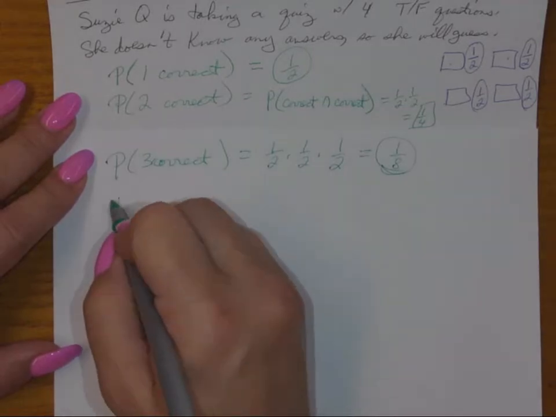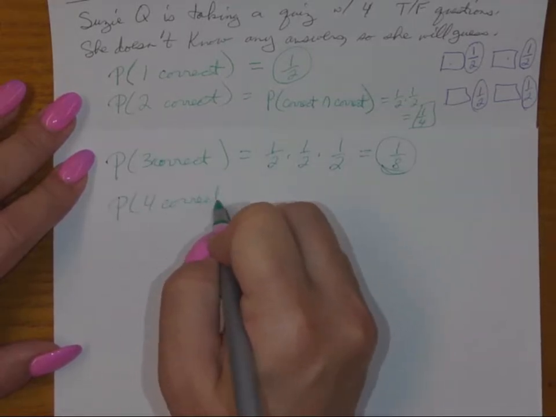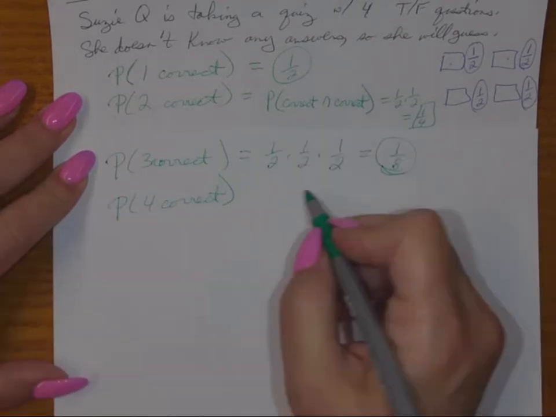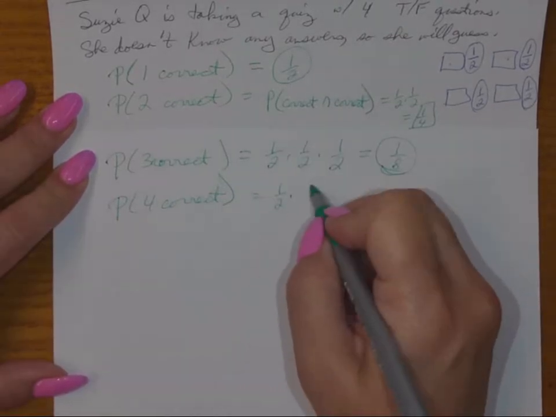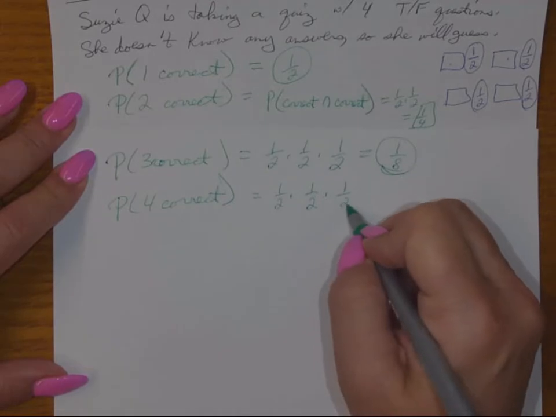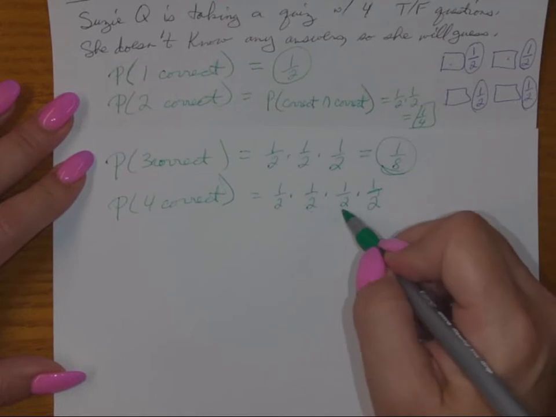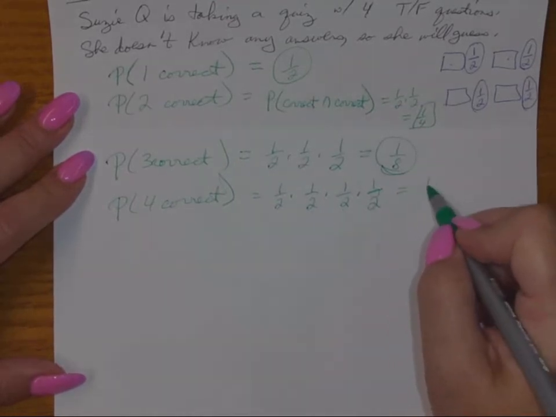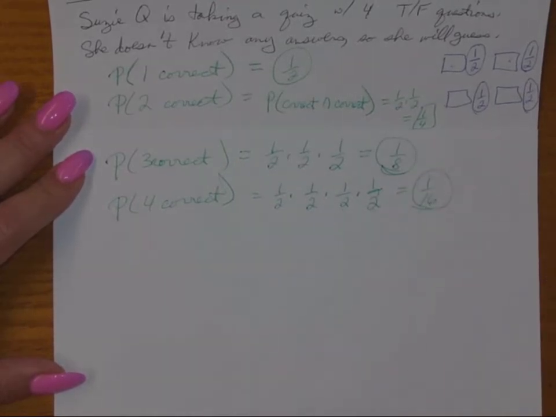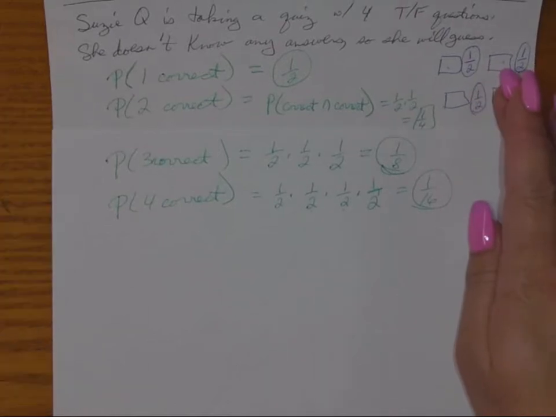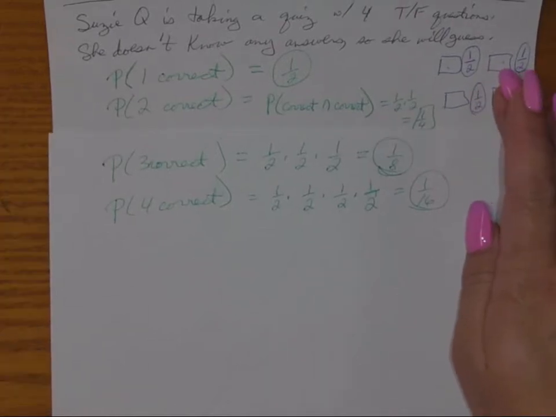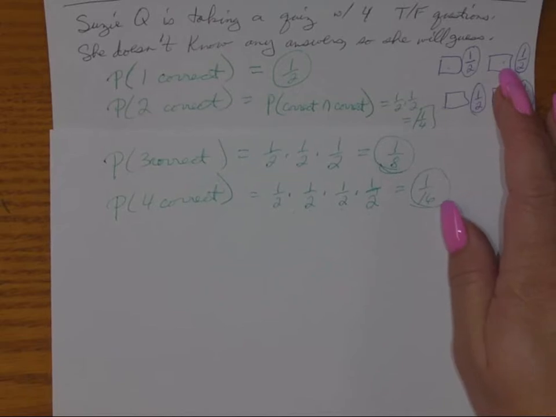All right, and the last one, what's the probability that she gets all 4 correct? Well, that's a correct and a correct and a correct and a correct, so multiplying 4 times. This one's correct, this one's correct, this one's correct, this one's correct. So that's a 1 in 16 chance. What's this 1 in 16 chance, by the way? It's very low, only like 6%. So she's not doing very well. She's not very likely to get 4 correct.